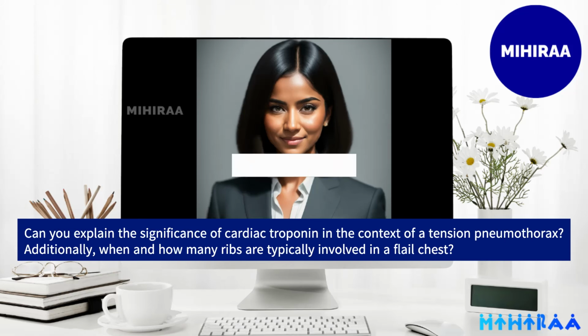Can you explain the significance of cardiac troponin in the context of tension pneumothorax? Additionally, when and how many ribs are typically involved in a flail chest?